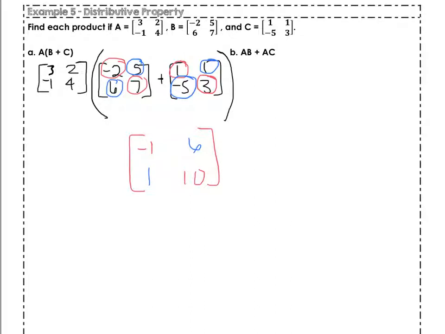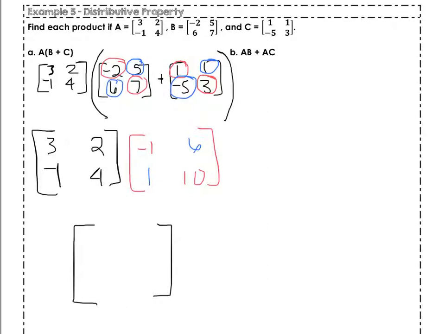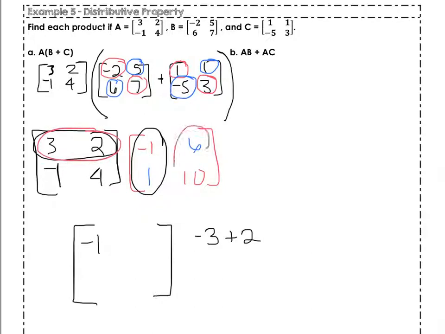Okay? So now I'm just multiplying these two matrices together here. Okay? So we have a 2 by 2 multiplied by a 2 by 2, which is going to produce another 2 by 2. Okay? So first, row 1 times column 1. We have 3 times negative 1, which is negative 3, plus 2 times 1, which is 2. So our first spot is negative 1. Next, we have row 1 times column 2. 3 times 6 is 18, plus 2 times 10, which is 20, which gets me 38.